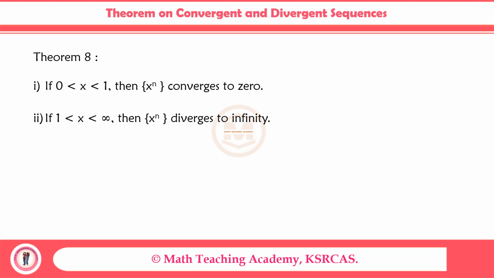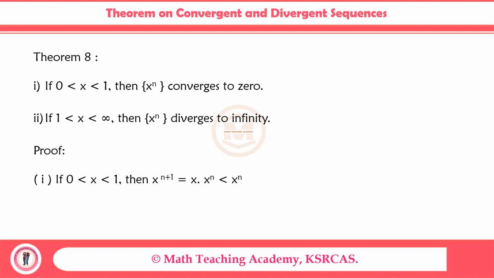Here two cases are given. If x lies between 0 and 1, then the sequence x^n converges to 0. If x lies between 1 and infinity, then the sequence x^n diverges to infinity. Let's look at the first one. It has been given that 0 < x < 1.